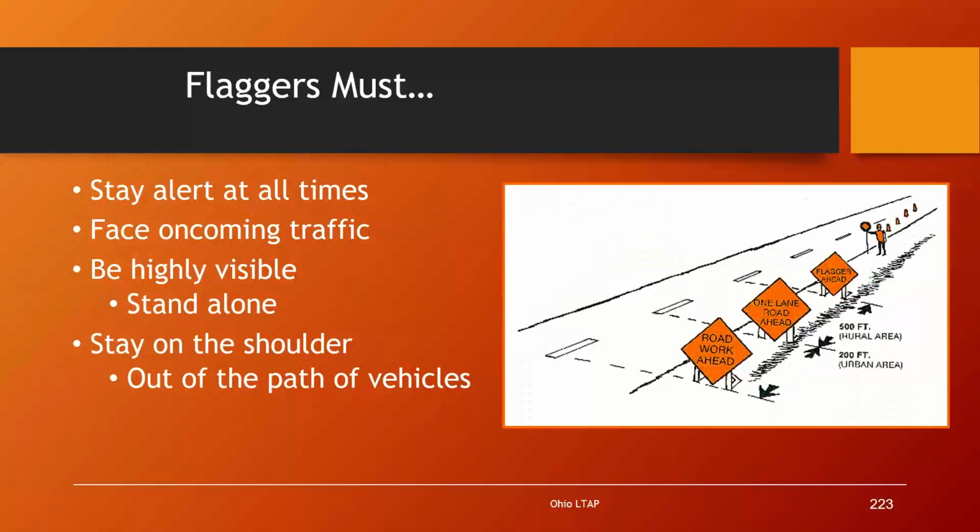And some rules that flaggers must follow here. Our flaggers need to stay alert at all times and face oncoming traffic. They need to be highly visible, and we'll get into exactly what that means. And our flaggers need to be standing alone on the shoulder of the roadway. They should be placed well before the actual work site, and they need to make sure they're staying out of the path of vehicles.